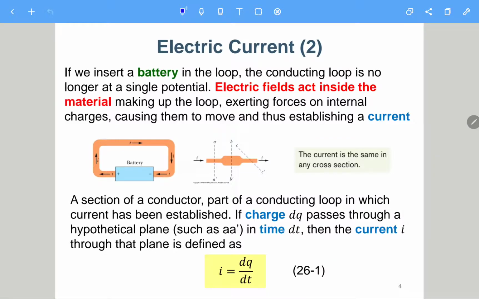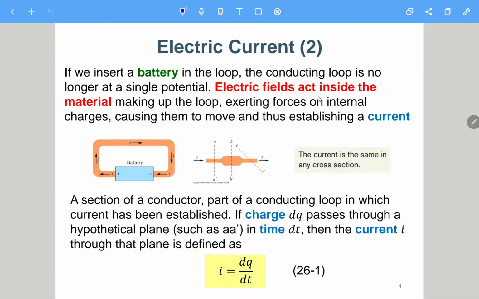So if we insert a battery in the loop, the conducting loop is no longer at a single potential, which means that the potential at this point would be higher than that point. And this potential difference will make the current go through this loop, or in the other direction, there will be some electrons going the other way around.